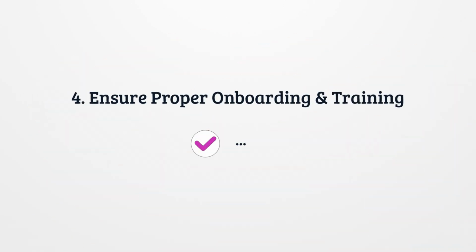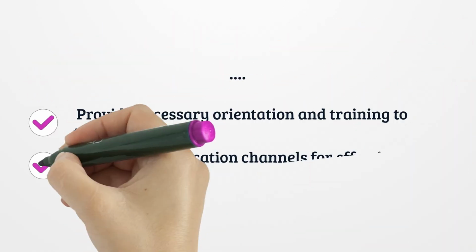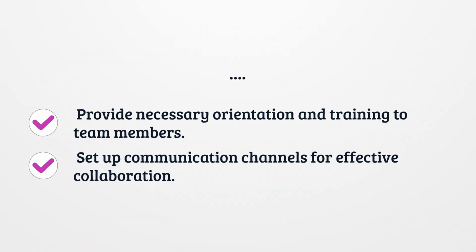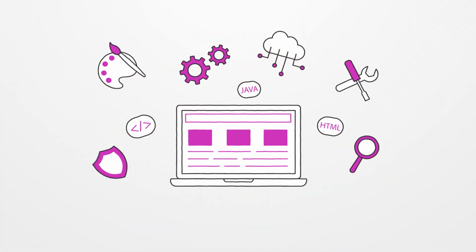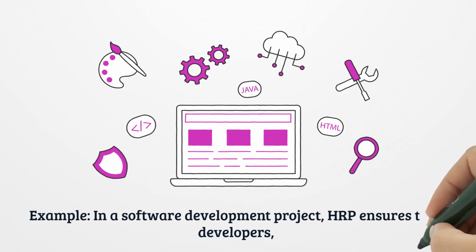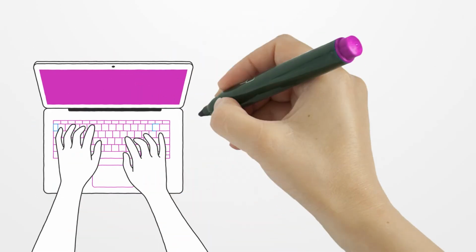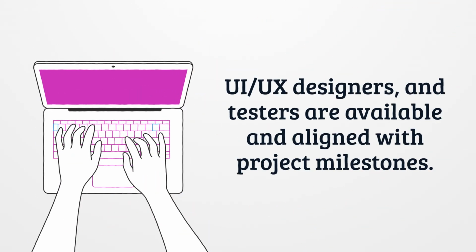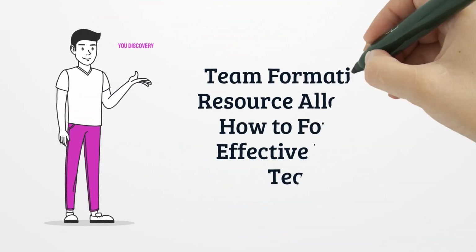4. Ensure proper onboarding and training. Provide necessary orientation and training to team members. Set up communication channels for effective collaboration. Example, in a software development project, HRP ensures that developers, UI/UX designers, and testers are available and aligned with project milestones. Team formation and resource allocation.